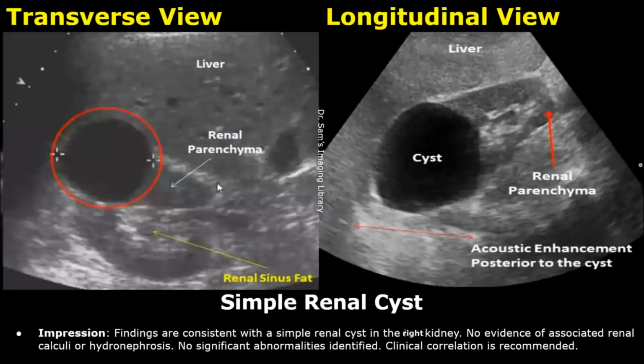This is the impression for this example. Findings are consistent with a simple renal cyst. No evidence of associated renal calculi or hydronephrosis. No significant abnormalities identified. Clinical correlation is recommended. It is important to write about clinical correlation because a diagnosis is not only made on ultrasound alone.